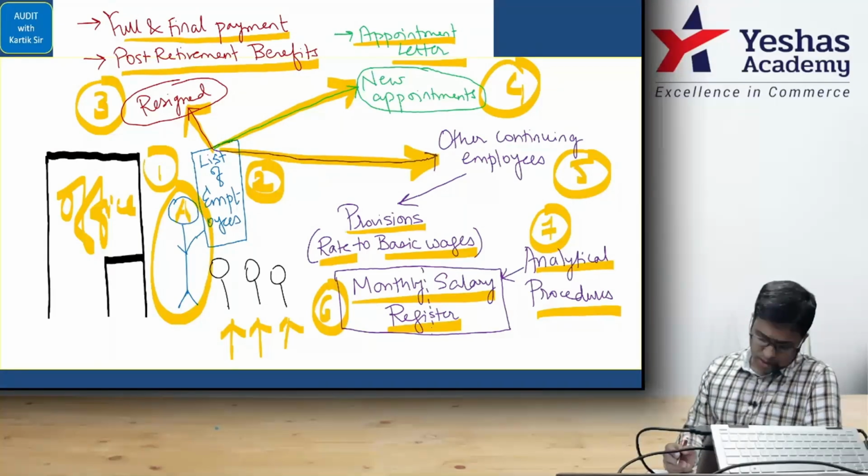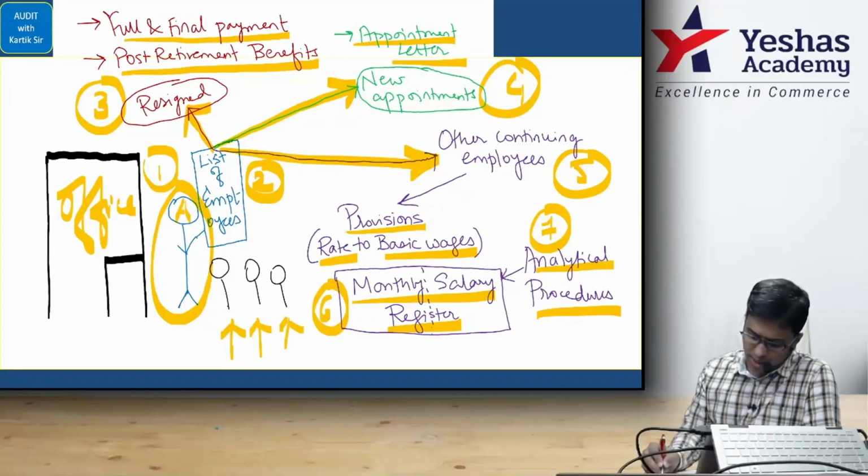Let's go to the point between point number 3 and 5. That will be point number 6. Obtain the monthly salary register for all 12 months and compile a monthly payroll visibility by calculating the average salary per employee per month and compare with the previous year and preceding months and analyze the reason for variance, which could be attributable to annual increment.